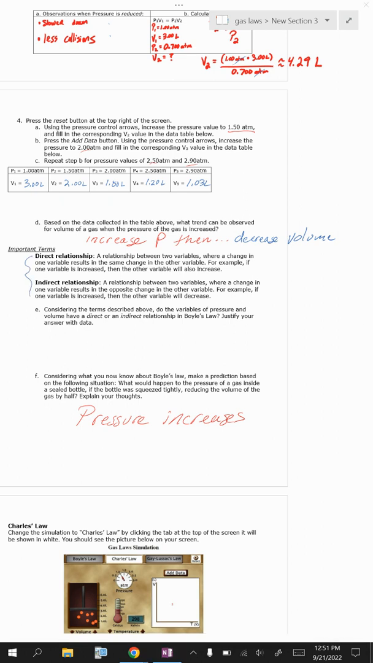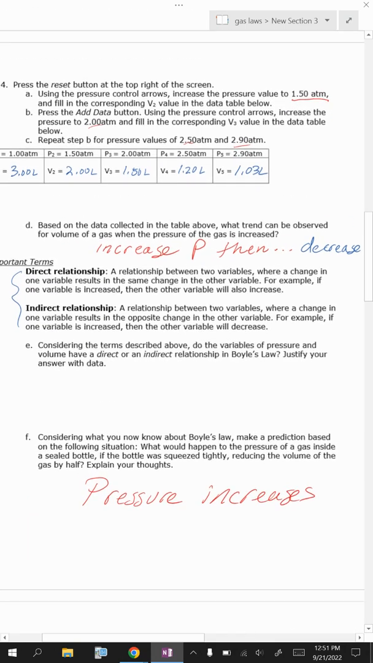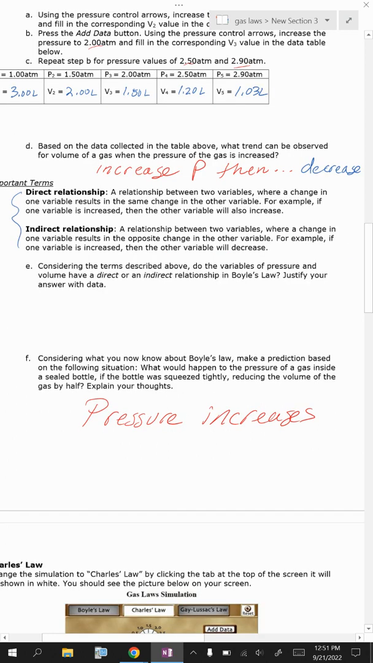Now, in a direct relationship, remember, there's 2 variables, and if you change one, you get the same change in the other variable. But in an indirect relationship, you change one variable and you get the opposite change. All right, so considering what we just learned from our manipulation, what kind of relationship is Boyle's law? Boyle's law is going to be an indirect relationship.